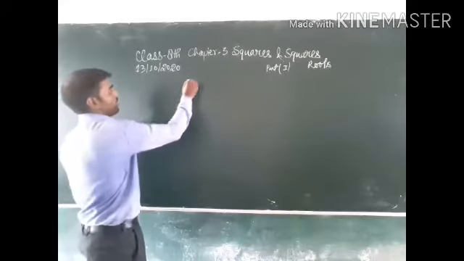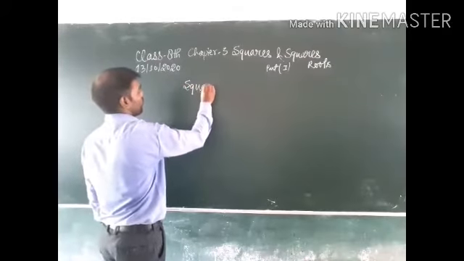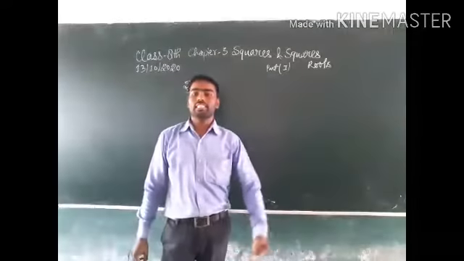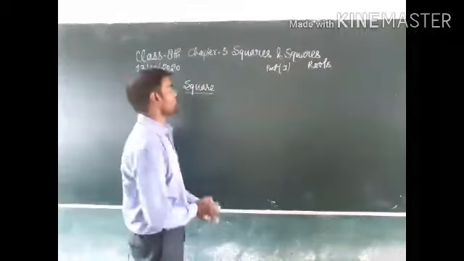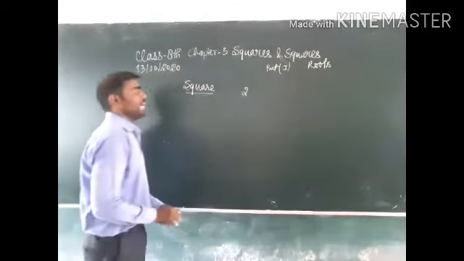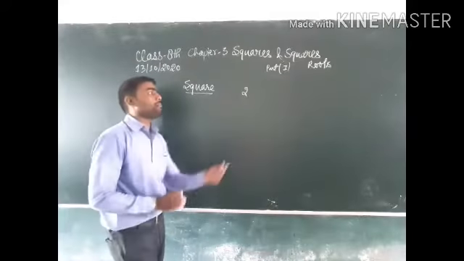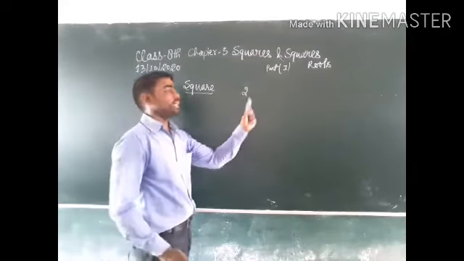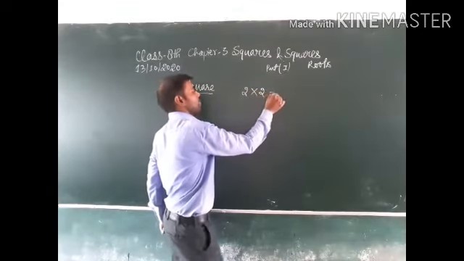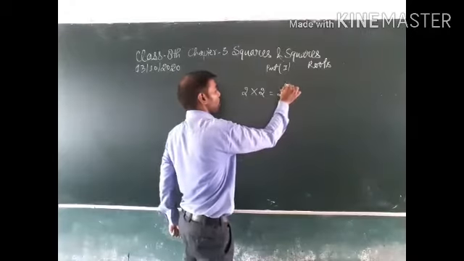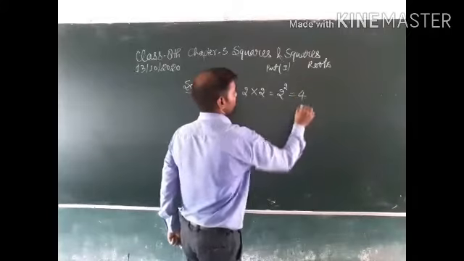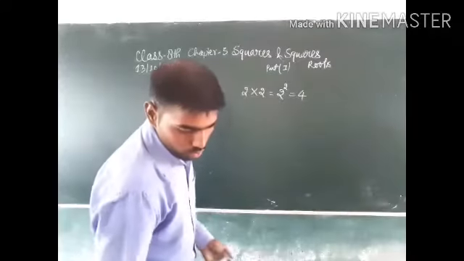What is a square? When a number is multiplied with itself, we get a square. Suppose we take a number 2, and when we multiply 2 by 2, it can be written as 2 to the power 2. And the value of 2 to the power 2 is equal to 4.